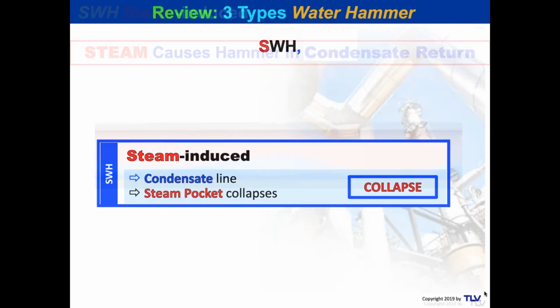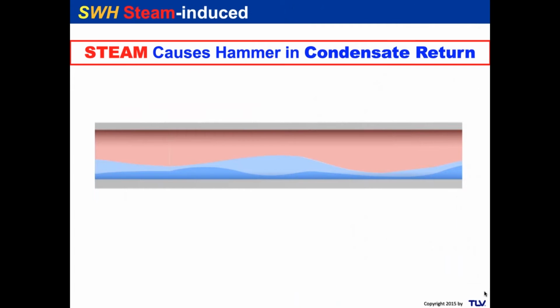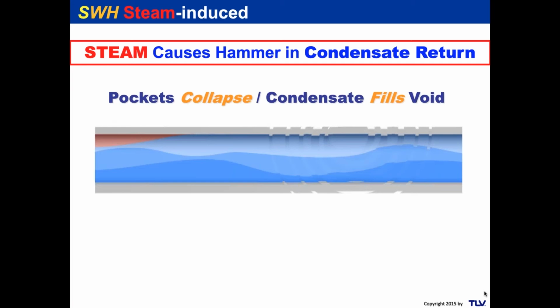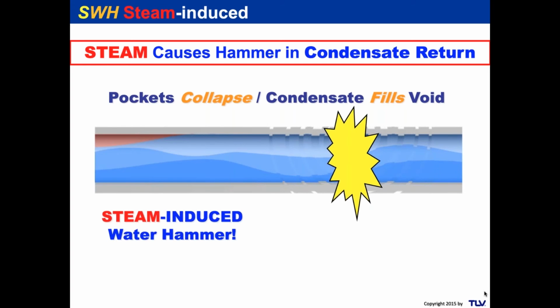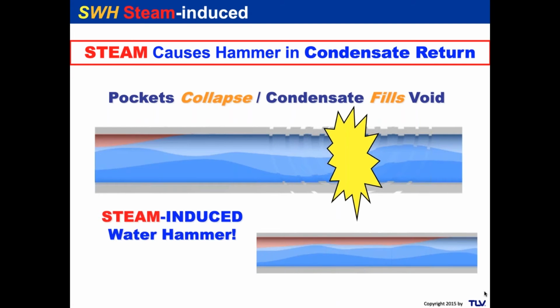We're going to take a look at this today. So here we've got a line that's got some steam in it, it's got some condensate in it. Steam leaks form pockets. The pockets can collapse. Now take a look at this animation at the bottom right and watch the pocket collapse. There's the wave. You see the pocket collapse. Boom, there's your hammer.